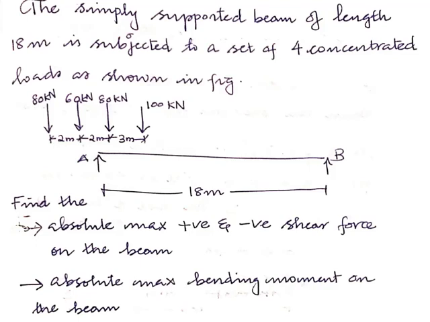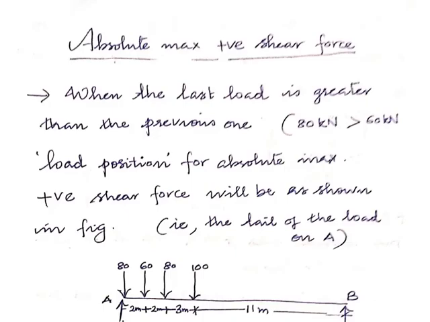So we have to here calculate the absolute maximum positive and negative shear force on the beam, and also the absolute maximum bending moment on the beam. So first of all, the absolute maximum positive shear force. I have already explained two types of load positions that might give the absolute maximum positive shear force.